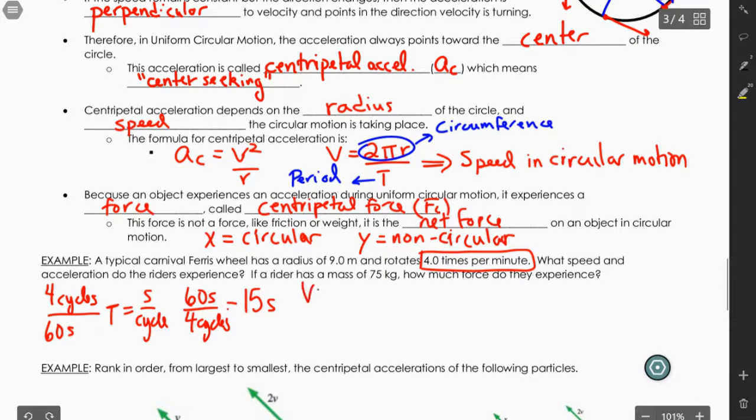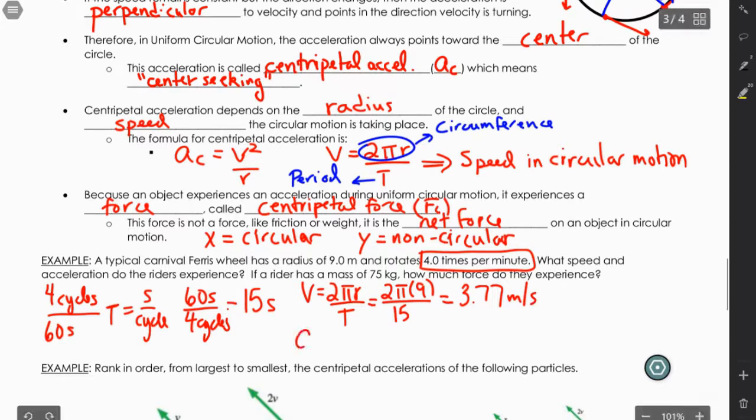Which then allows us to calculate the speed. We have 2 pi r over T. So we do 2 pi, the radius of the Ferris wheel is 9, and we're doing this in 15 seconds. And so we are traveling at a speed of 3.77 meters per second.